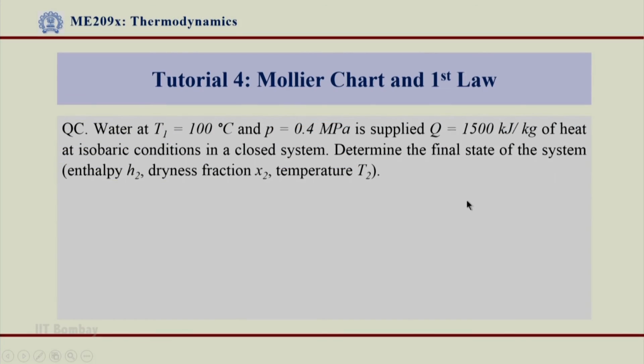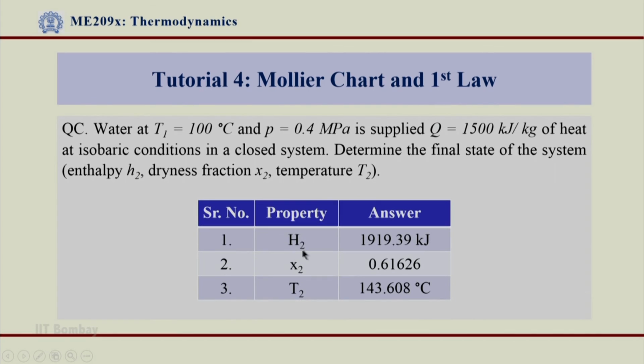So this was our problem. The answer is the enthalpy at point 2 is 1919, the dryness fraction at point 2, being a wet steam, is 0.616, and the temperature at that point is 143.6 degree centigrade. From the simple formulation of the first law, depending on the pressure and temperature given at point 1, and because it has been supplied with Q, the state changes from subcooled liquid to a two phase mixture or liquid plus vapor region. Thank you.